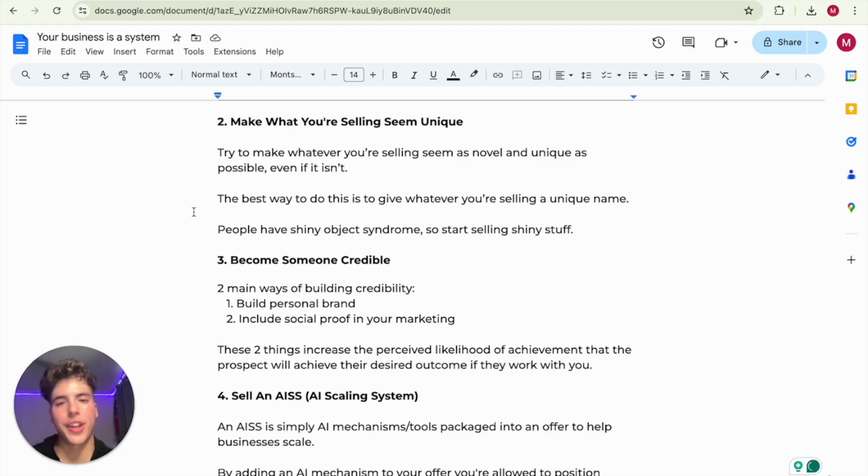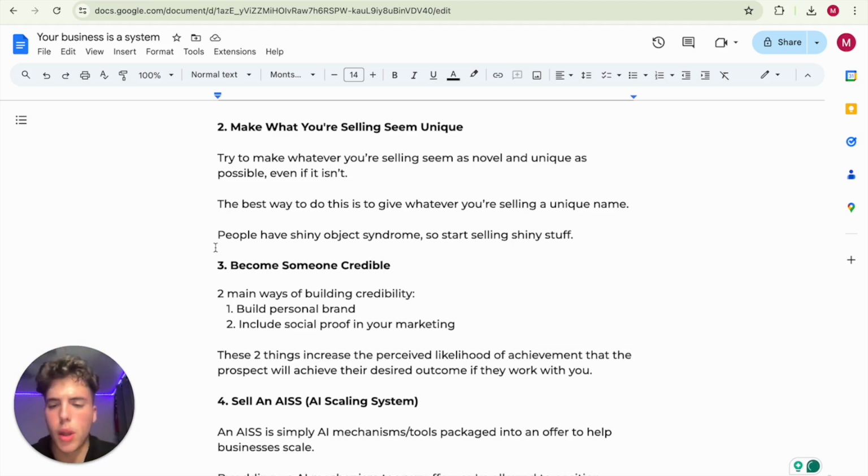Some people will go over the top and give a really crazy name to whatever they're selling. I think I saw a dude who had a funnel, and he was naming it the hypertropics funnel, some crazy name. I was like, bro, chill out. It doesn't have to be over the top, but just make sure it gives a nice shine to whatever you're selling, to create some separation from the rest of the market. People have shiny object syndrome, so start selling shiny stuff.